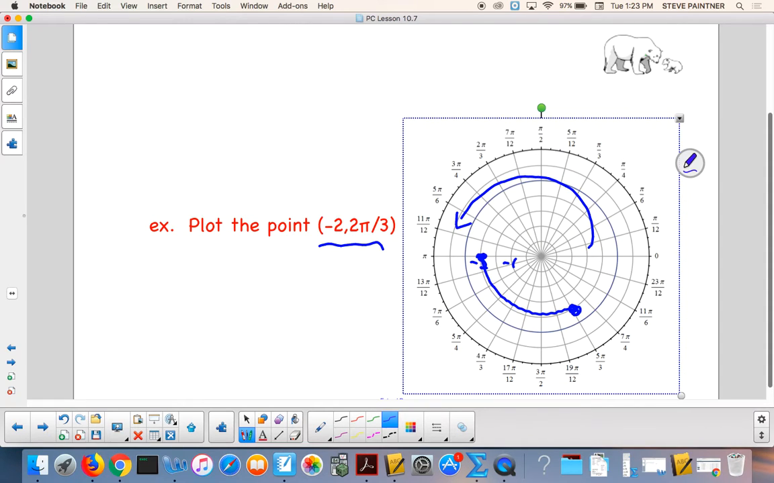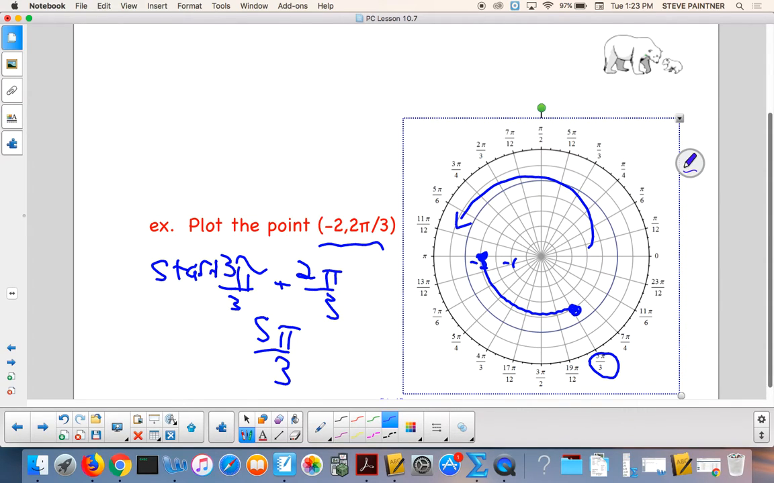In this case, because all these are labeled, we started here at π, right? And we went 2π/3. So we just added 2π/3. And if you simplify that, that's 5π/3, which is where we are. Did you not understand why that's 5π/3? Pi is like 3π/3.